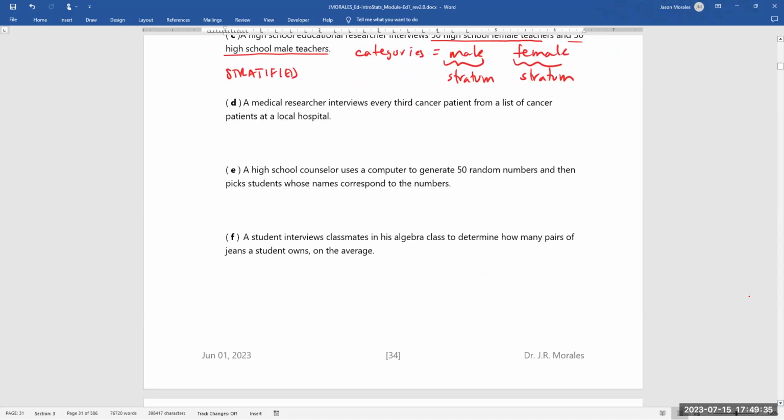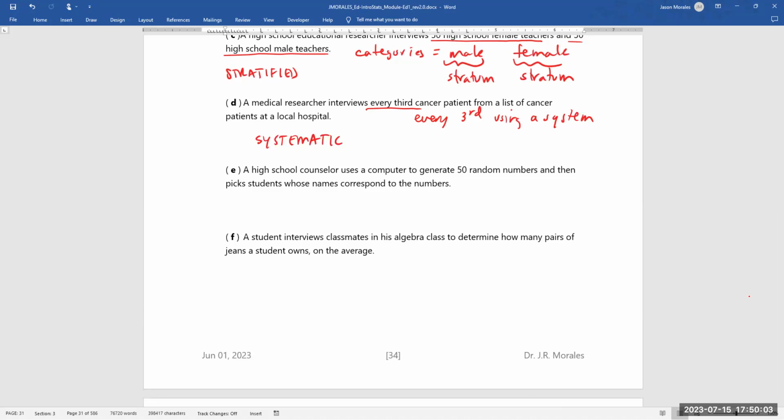Okay, part D. A medical researcher interviews every 3rd cancer patient from a list of cancer patients at a local hospital. So where it says every 3rd, this is using a system. Or this would be what's called a systematic random sample.